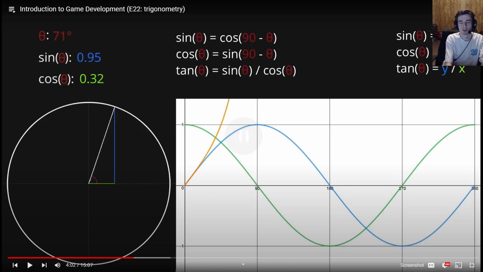Oh, yeah, because it equals 0. I've actually never seen tangent graphed. Or have I, and I've just forgotten?